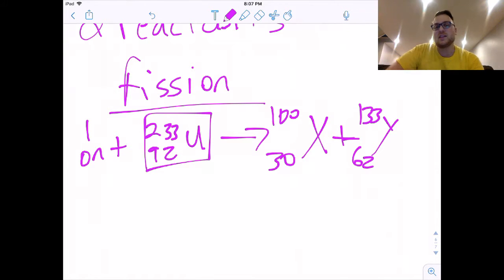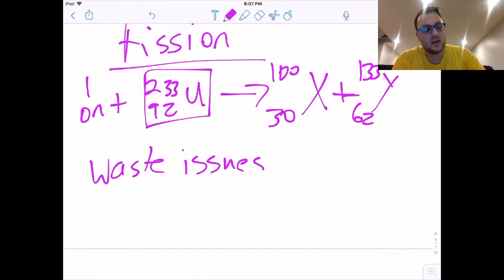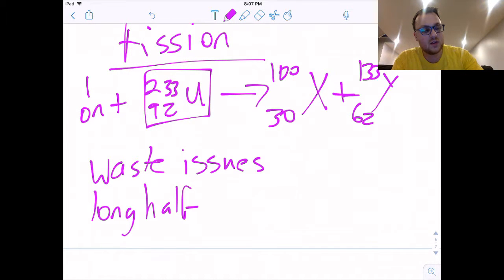Fission helps create a lot of energy, obviously. That's why we use it, but it can lead to waste issues. So you got to be careful. Remember, you're making these radioactive products. These radioactive products can have long half-lives. So where do you store them? What do you do with them? How do you get rid of them? That's the main issue with some of these nuclear reactions we got going on here.